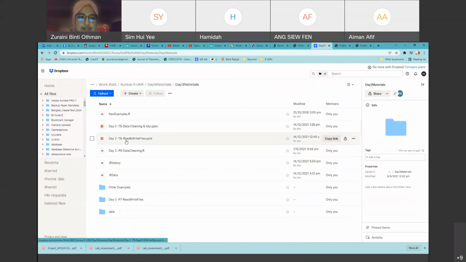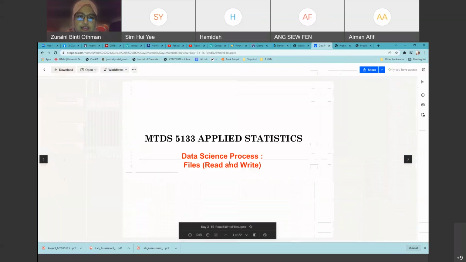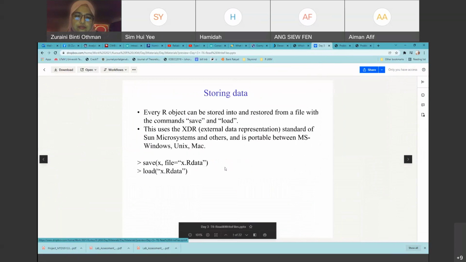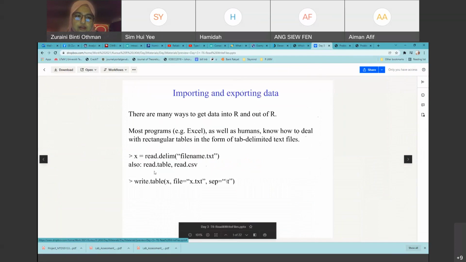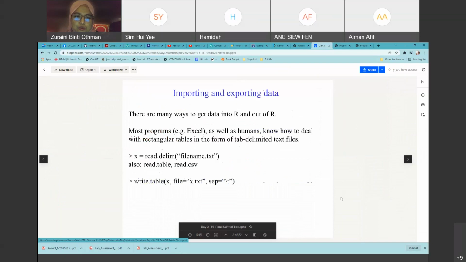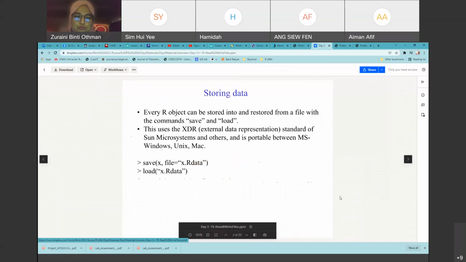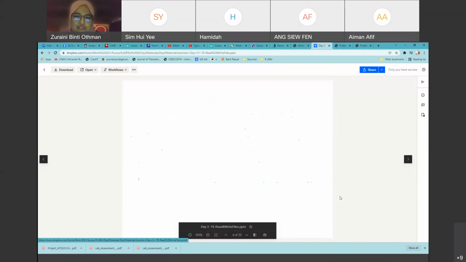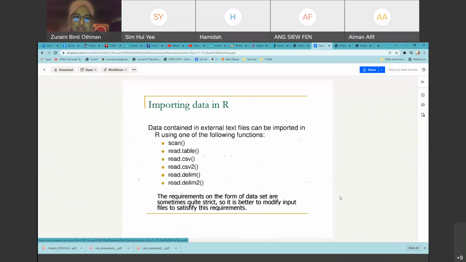Okay, this is the first. I want to focus on the read and applied statistics. This is how we read and write data from R. This is how we save and load data from R. There are many ways to get into R and out of R. Do we want to explore this or not? Or do we want to do it in the next class?